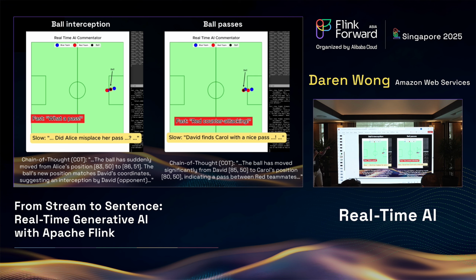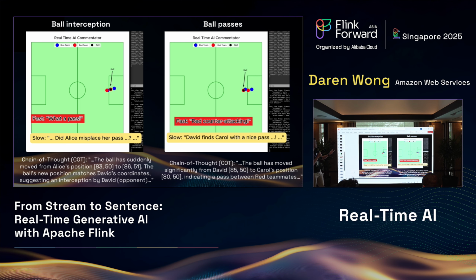The next event that is worth noting is the ball passes. So if we go back to the previous slide, yep, thanks. When the ball was passed between the red players, the fast commentator here correctly identified that the red team is counter-attacking, and the slow commentator gave an even more detailed commentary, saying that David finds Carol with a nice pass. And if we look at the chain of thought, again, the ball has moved from David's position to Carol's position, which indicates a pass between the red teammates. So it's great that it was able to identify these two types of events that were happening.